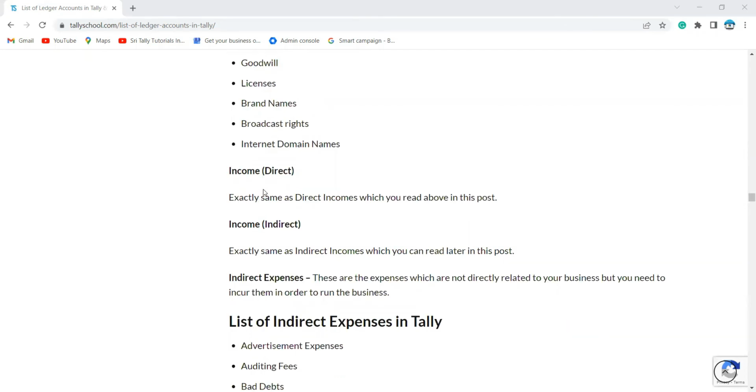Next, indirect income. It is exactly the same as direct incomes, which you read above in this post. So direct incomes and indirect incomes, that is how we pronounce them.